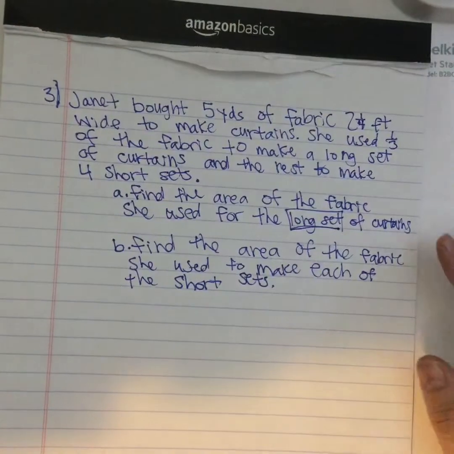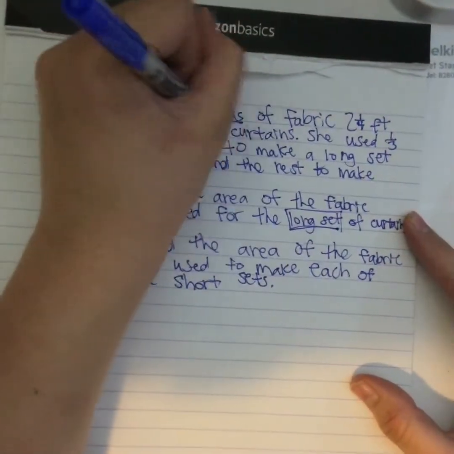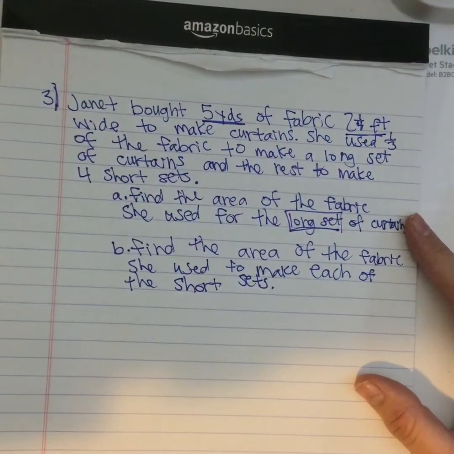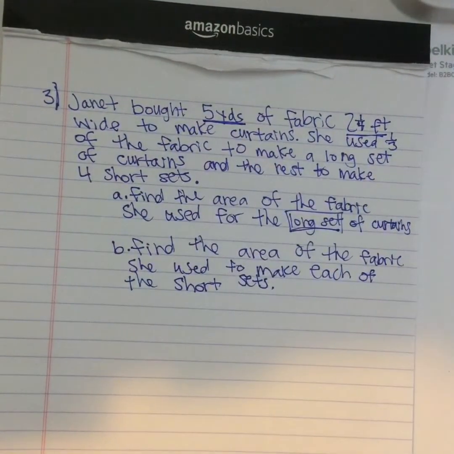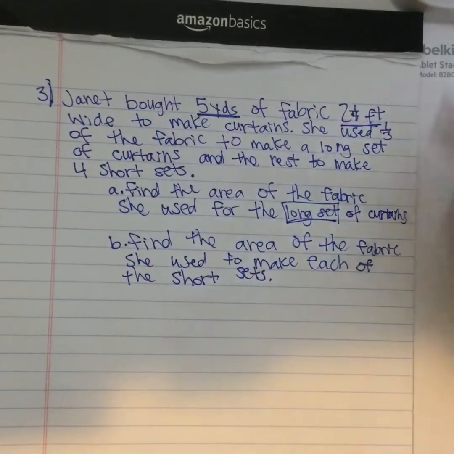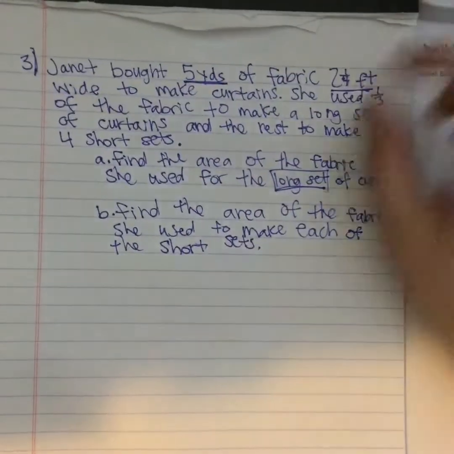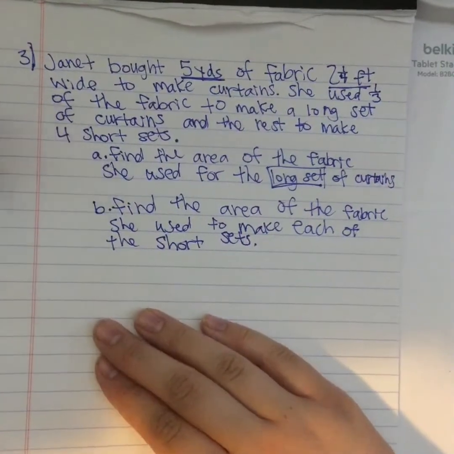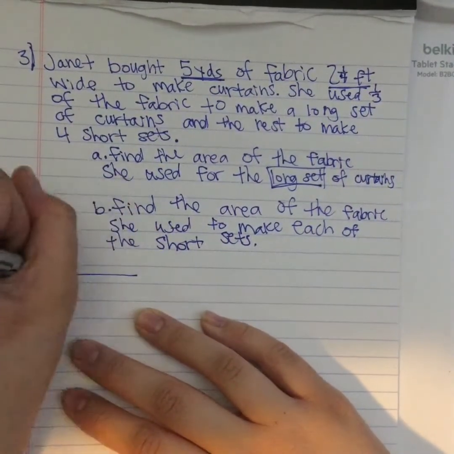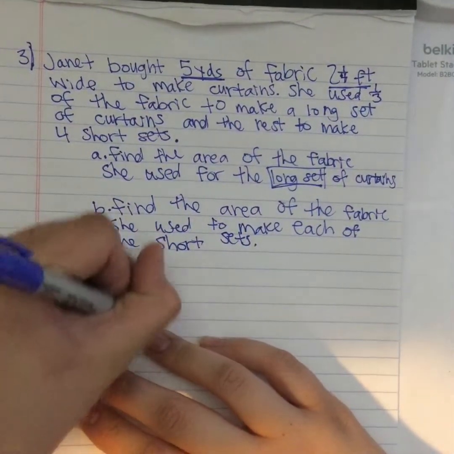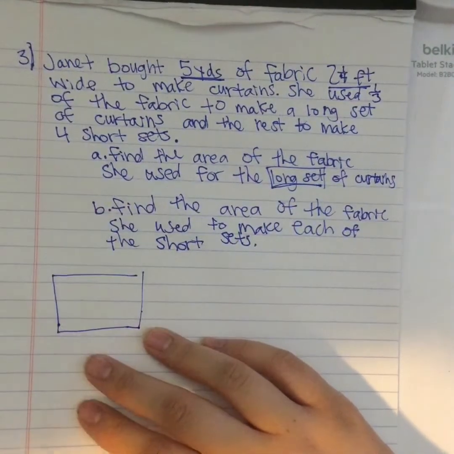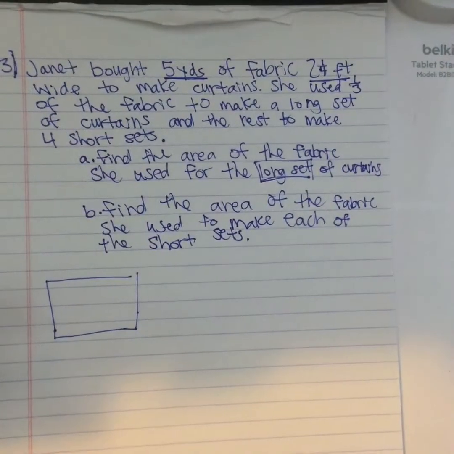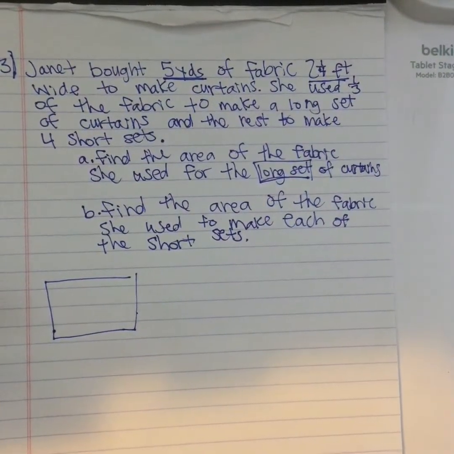Now, one of the issues you may notice is it says 5 yards here and 2 1/4 feet there. So our first step is going to be to convert those 5 yards into feet. We know that 1 yard is equal to 3 feet, so 5 yards is equal to 15 feet. So let's first figure out how much fabric she has all together. I'm going to go ahead and set up my area model.